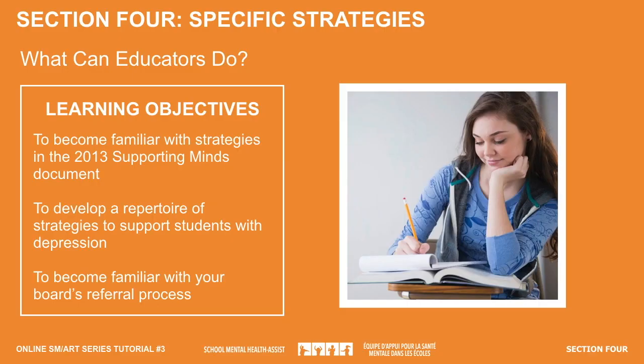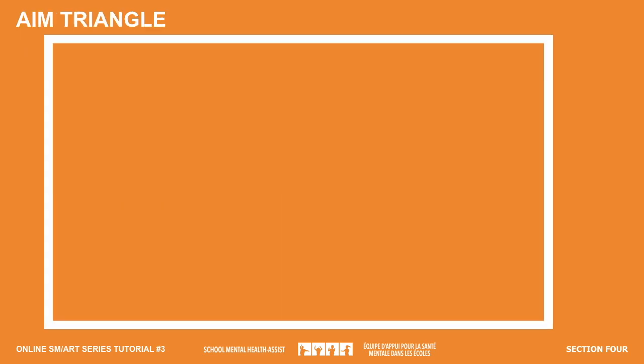The learning goals for Section 4 focus on developing a repertoire of strategies to support students with more significant mood problems and to become familiar with your board's referral process. In this section, we talk about Tier 2 and 3 support strategies that are appropriate for the classroom.